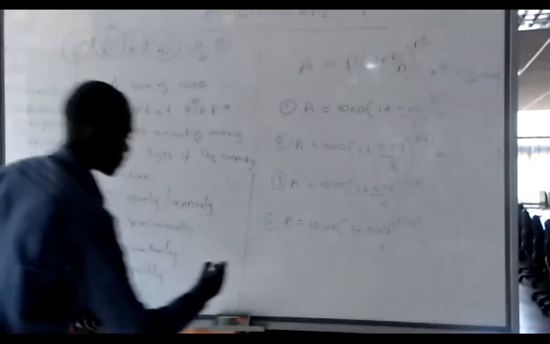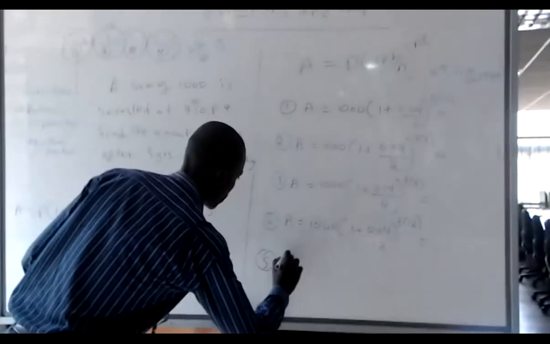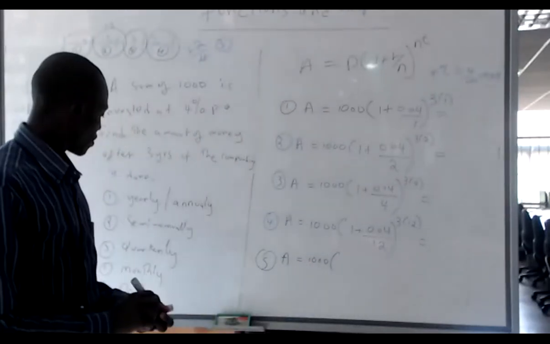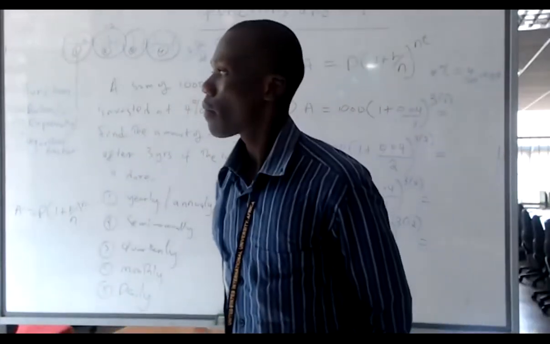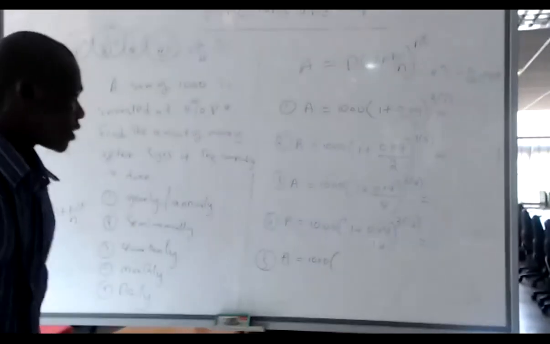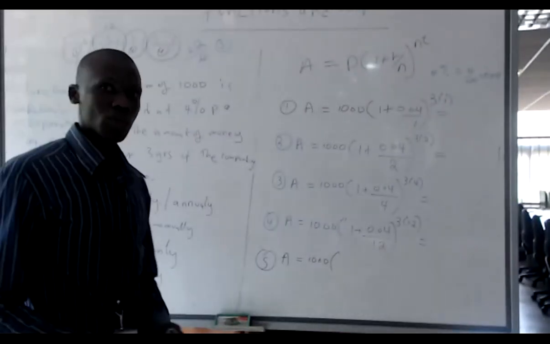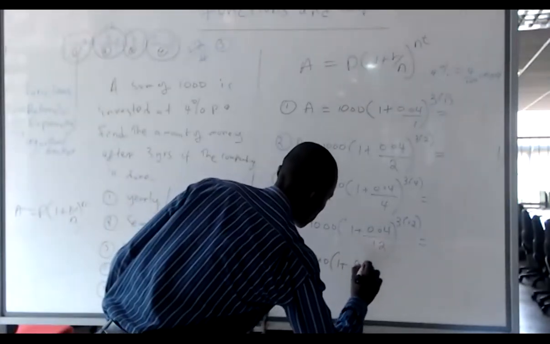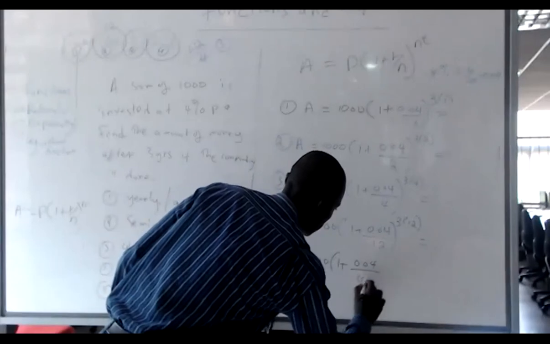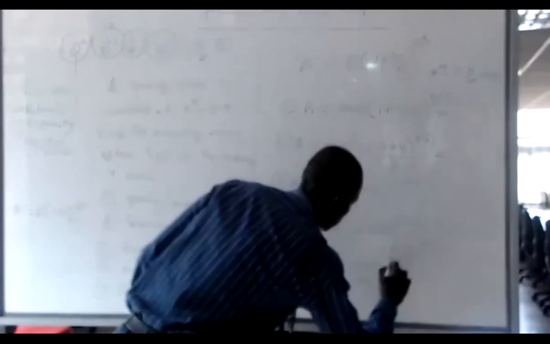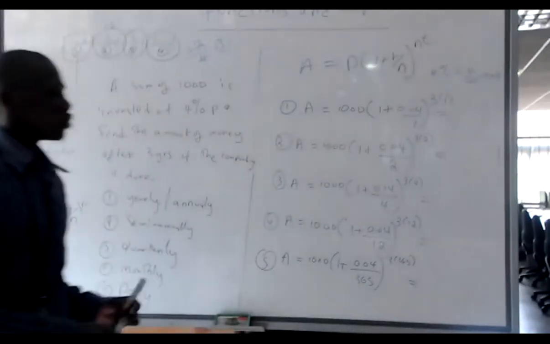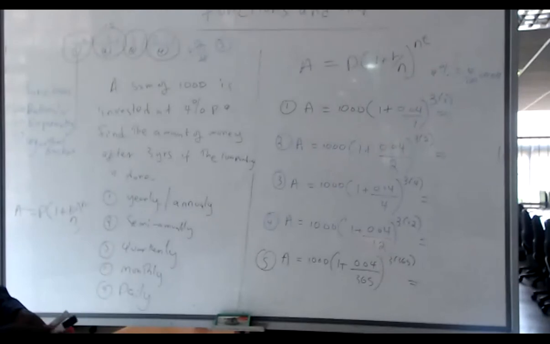Lastly, we have daily. So let's see, how many periods will you have? 365, if you're doing it daily. 365, that's if it's not a leap year. So let's assume we are not dealing with leap years. So that is 1 plus... I have a question. Yes, go ahead. If you're not told that it's a leap year, we just assume that it's 365? Yes, just assume it's 365, if you're not told.